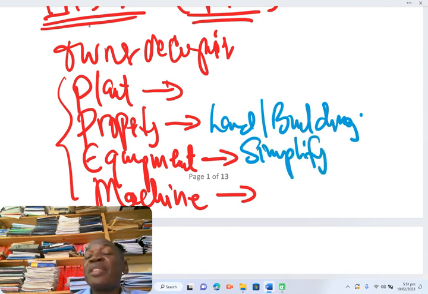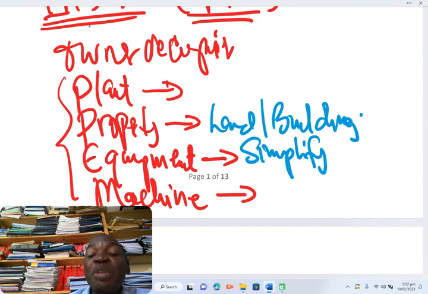Equipment is that which simplifies the work. For example, tractor equipments: we have the harrower, the cultivator, the tiller, and others. All these are equipments, laboratory equipments. Something which simplifies works. So a generator is not an equipment. A generator can be classified as a machine or a plant.